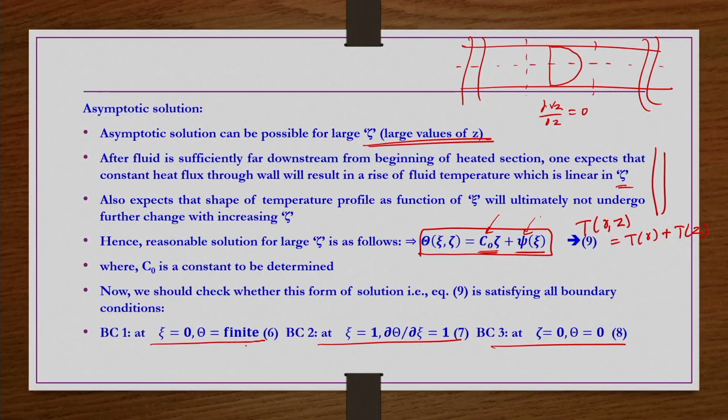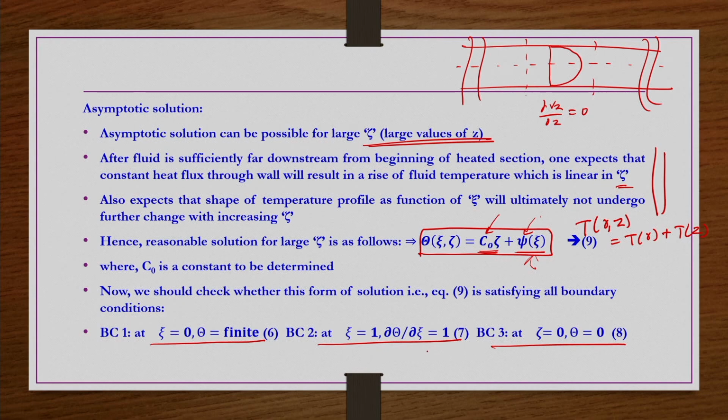So, we will check the first boundary condition: at xi equals 0, theta is finite. Let us say the second term, psi function of xi, has all the xi terms. If you substitute xi equals 0, the second term is going to be 0, but despite that, the first term is going to have some value. So theta being finite is possible even when xi equals 0.